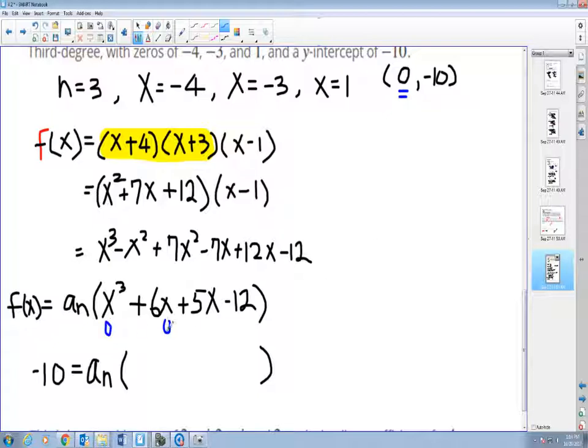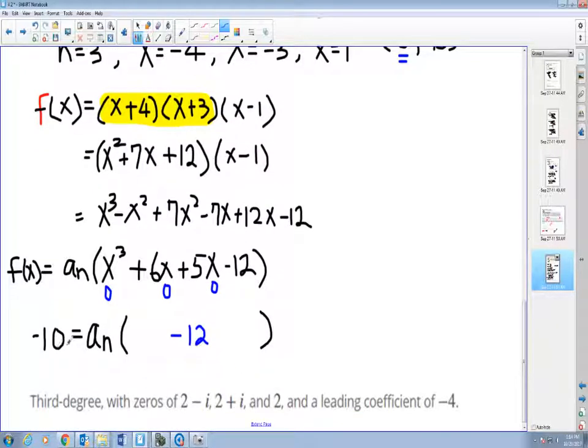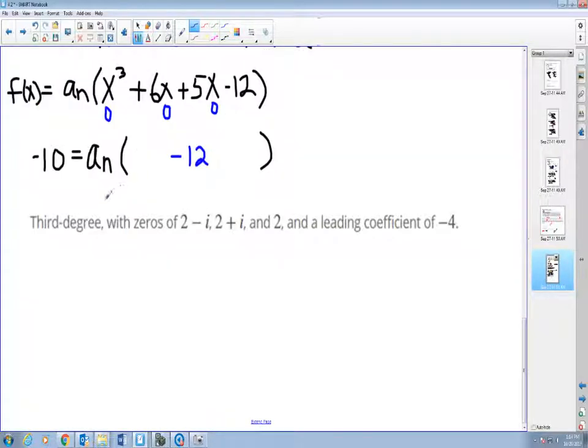So imagine if I plug in 0 for all these x's here. When x equals 0, y is negative 10. So the only thing left here is going to be my negative 12. So negative 10 equals the leading coefficient times negative 12. If I want to get the leading coefficient by itself, I would divide both sides by negative 12. So it equals negative 10 over negative 12, which is positive 10 over 12. And if I reduce it, that would be 5 over 6.